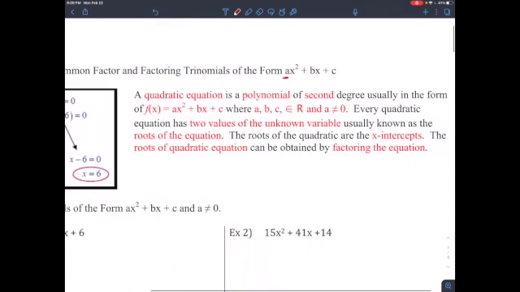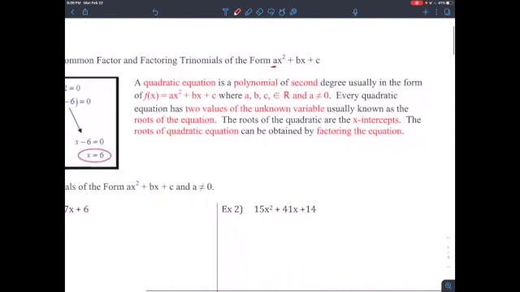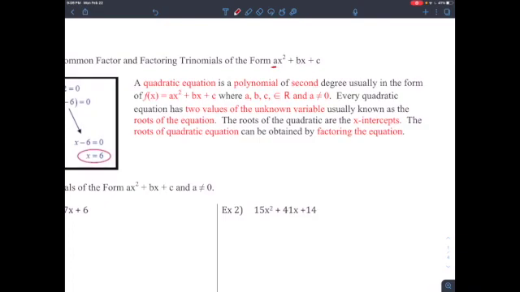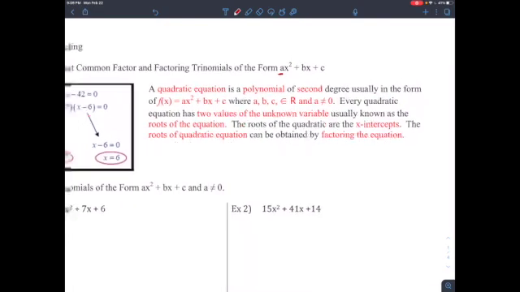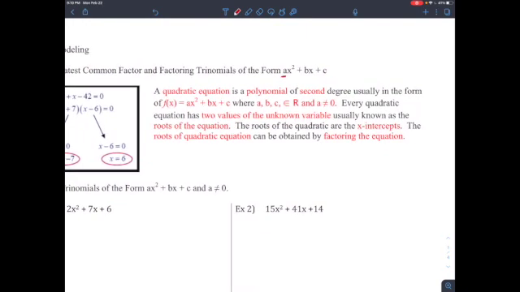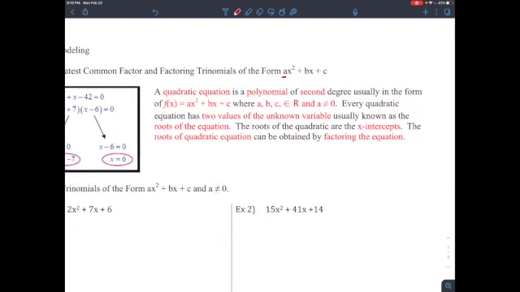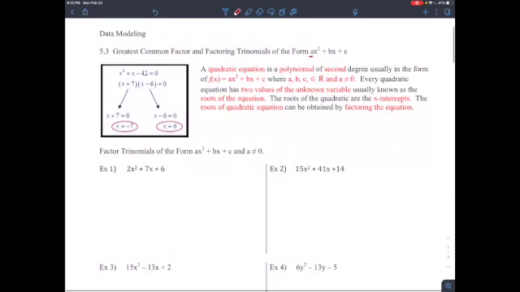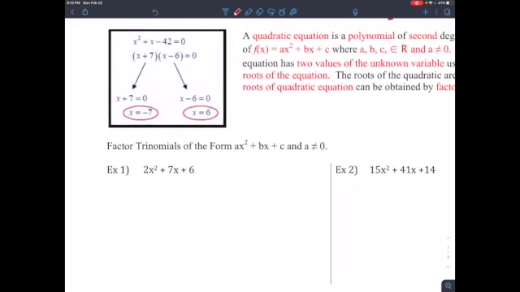A quick refresher: a quadratic equation is a polynomial of second degree, usually in the form f(x) equals ax squared plus bx plus c, where a, b, and c are elements of the real numbers and a does not equal 0. Every quadratic equation has two values of the unknown variable, usually known as the roots of the equation. The roots of the quadratic are the x-intercepts, and they can be obtained by factoring the equation. We are going to finish one more factoring situation, and then we're going to go into solving for roots.